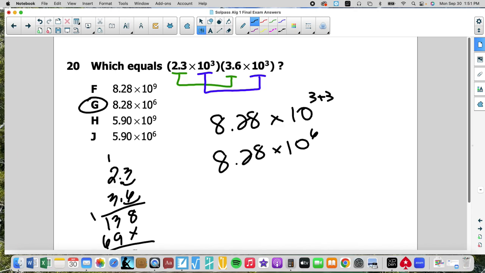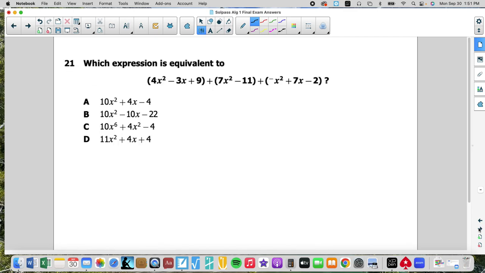What would have been nice is if this number needs to be, if we're in scientific notation, it needs to be between 1 and 10. Oh boy, somebody is really loud and crazy out there.